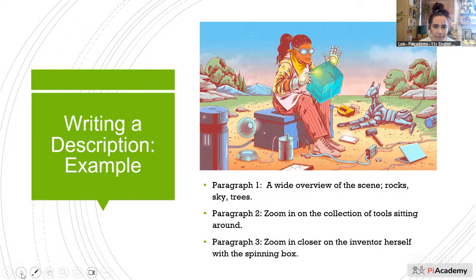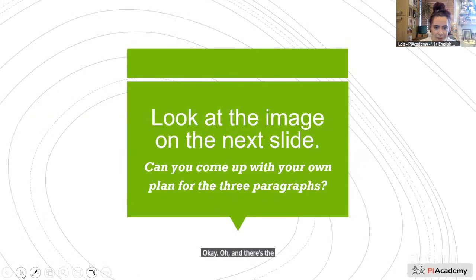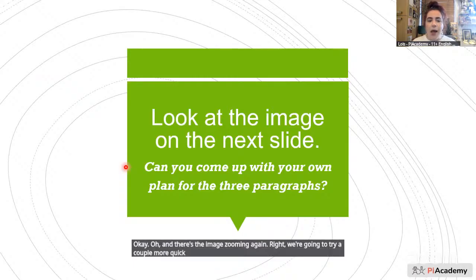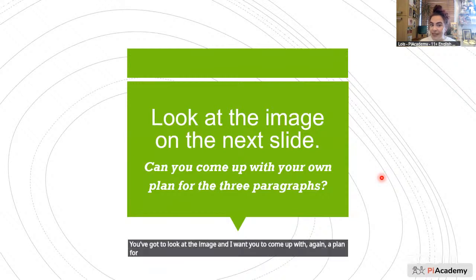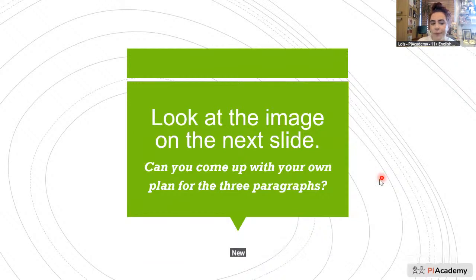Okay. Oh, and there's the image zooming again. Right, we're going to try a couple more quick practices now. So I've got a few more images for you to try, just like the ones that we were just doing. You're going to look at the image and I want you to come up with, again, a plan for the three paragraphs. Same thing again, new picture. So let's go to the next slide.